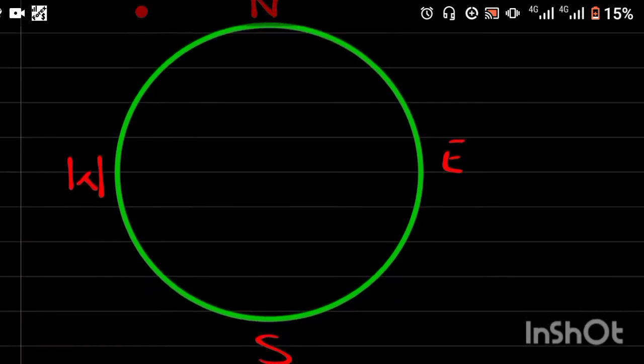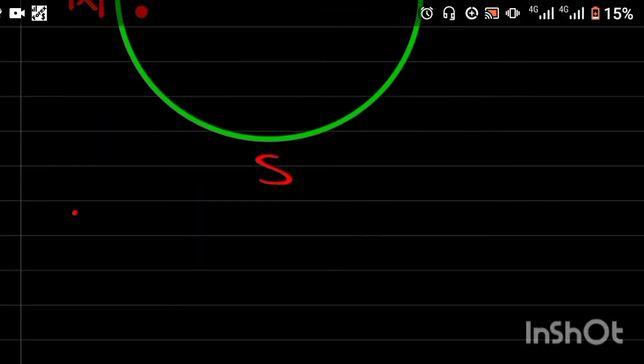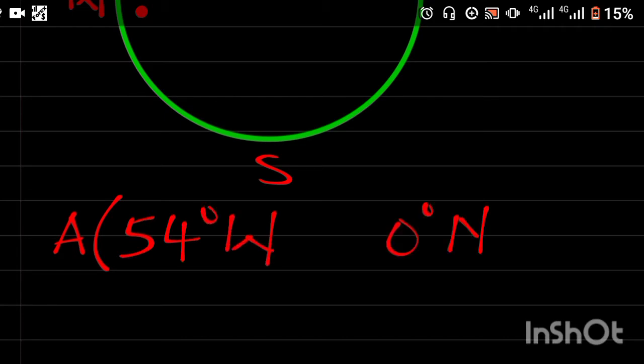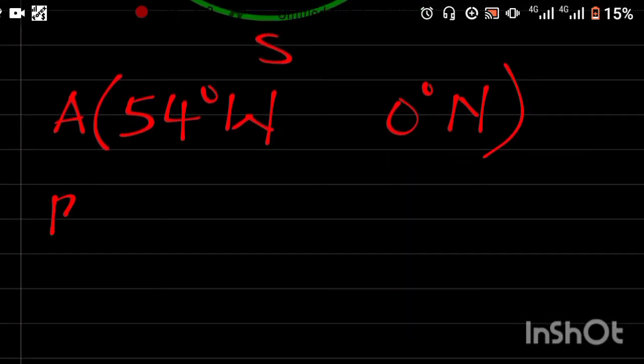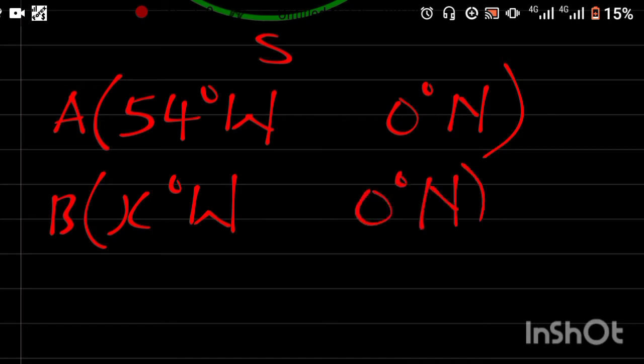Now, if you look at the question, we have two towns. The town A has a longitude of 54 degrees west and 0 degree north or south. That is the parameter of town A. But town B, I don't know the longitude, but let's say it is X degree west, because the question says that town A is west of town B. I don't know, maybe it is even east, but let's just keep it like that. And then they are both on the equator. The equator is 0 degree north or 0 degree south.